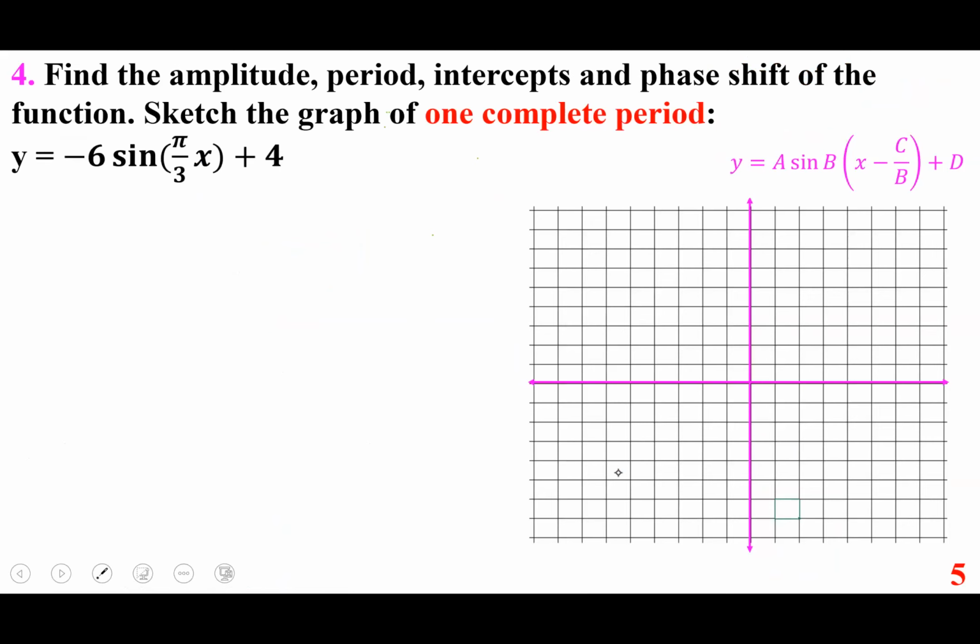Find the amplitude, period, intercepts, and phase shift of the function and sketch the graph. There are different ways of graphing it. So first, let's note about the amplitude. We are going to say the amplitude is the absolute value of minus 6, or 6.